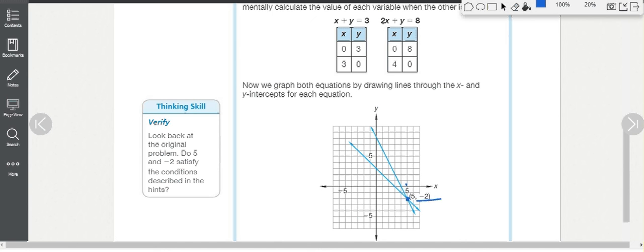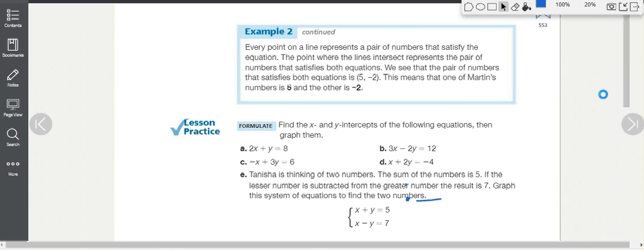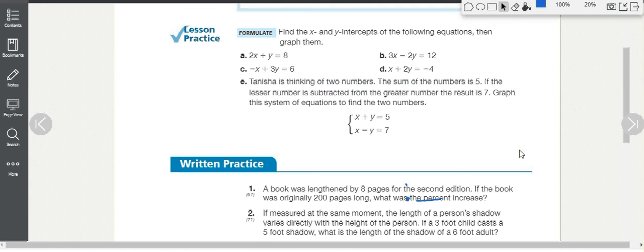We've done everything that problem asked. Every point on a line represents a pair of numbers that satisfy the equation. The point where the lines intersect represents the pair of numbers that satisfies both in the system. We see that the pair of numbers that satisfies both is 5, -2. And if it wasn't a system, they wouldn't intersect. See? So that's what makes it a system of equations.